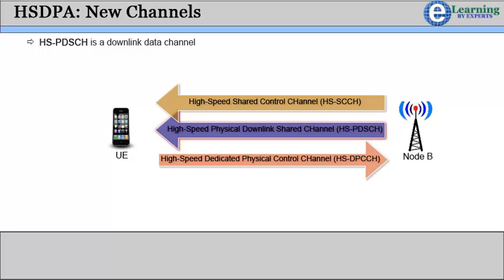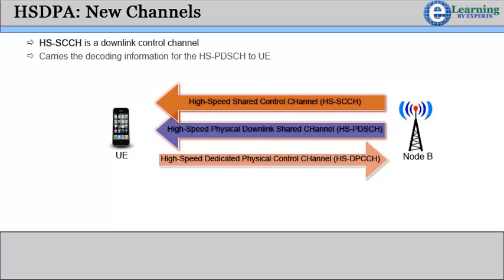The HSPDSCH uses 2 millisecond transmission time intervals, or TTI, and a fixed spreading factor of 16 that allows for a maximum of 15 parallel codes for user traffic and signaling. High-speed shared control channel, HSSCCH, is HSDPA downlink control channel that informs all the UEs on how to decode the HSPDSCH, for example modulation, codes, retransmission information, etc.